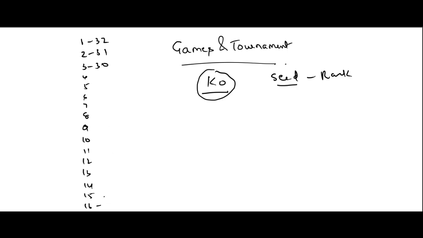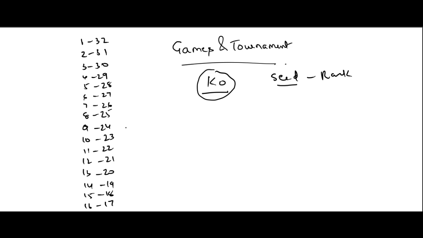16 will play against 17. We have 18, 19, 20, 21, 22, 23, 24, 25, 26, 27, 28 and 29 likewise paired from the ends. So the first round of the tournament always looks like this.